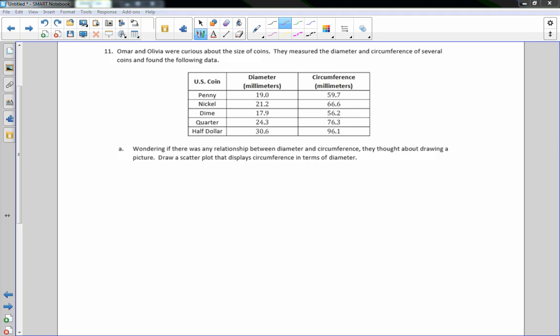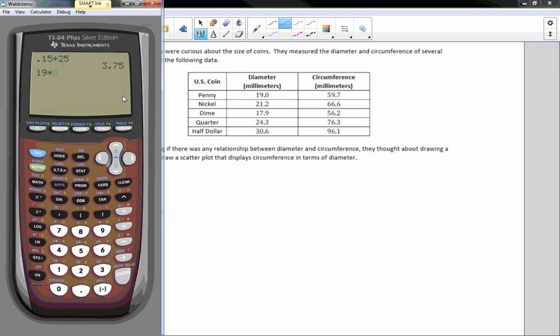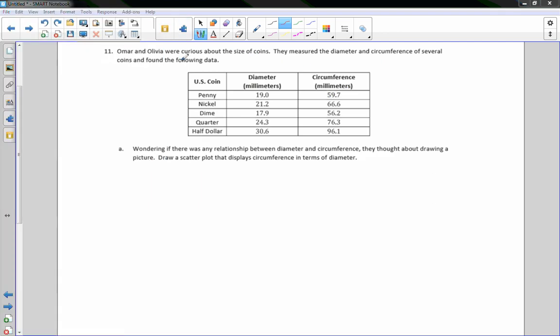Okay, let me see if their table is correct. I love this kind of stuff. Let's check. 19 times pi. 59.69, 59.7. Looky there, they did it correctly.